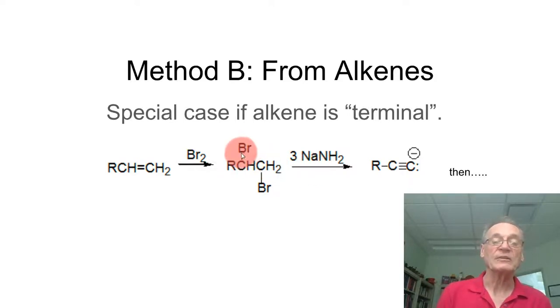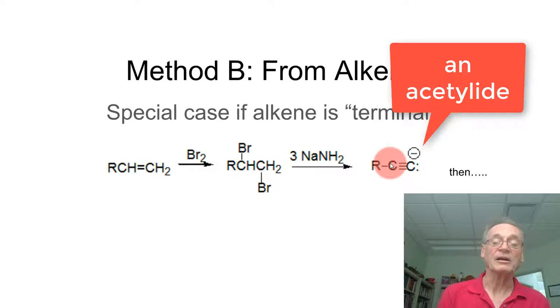Remember the first one takes off a hydrogen and a bromine, puts in a double bond. The second one takes off another hydrogen and another bromine, puts in a triple bond. There would still be hydrogen on there. And then the third one takes off a hydrogen and turns that into an acetylide. So this, again, is an acetylide ion.